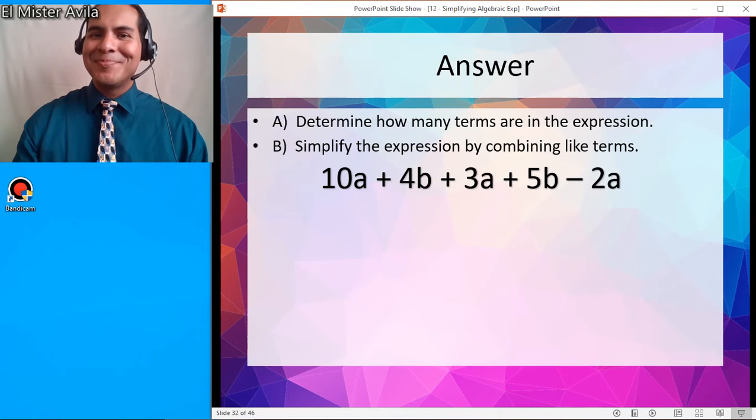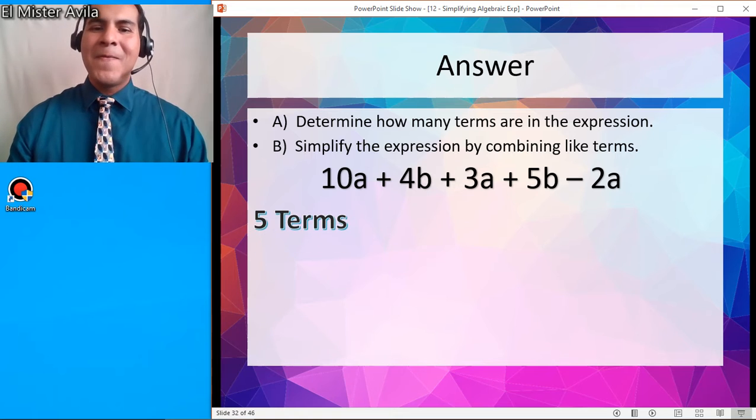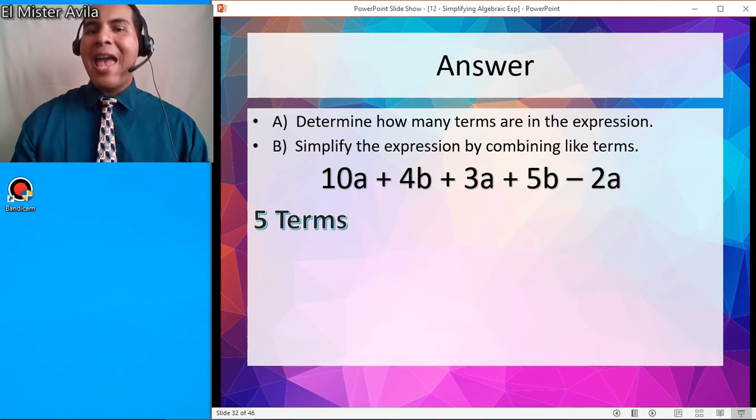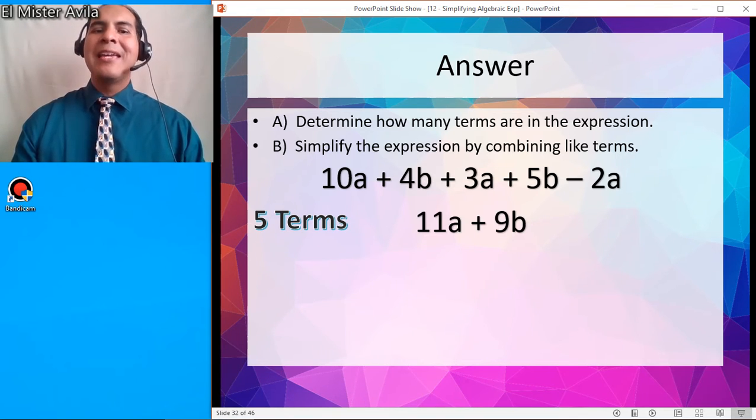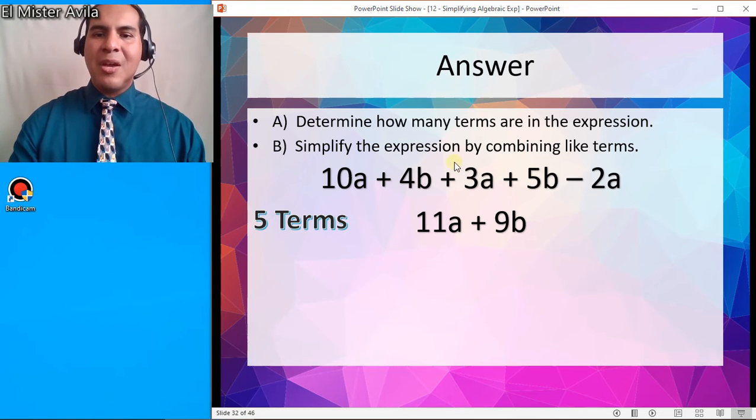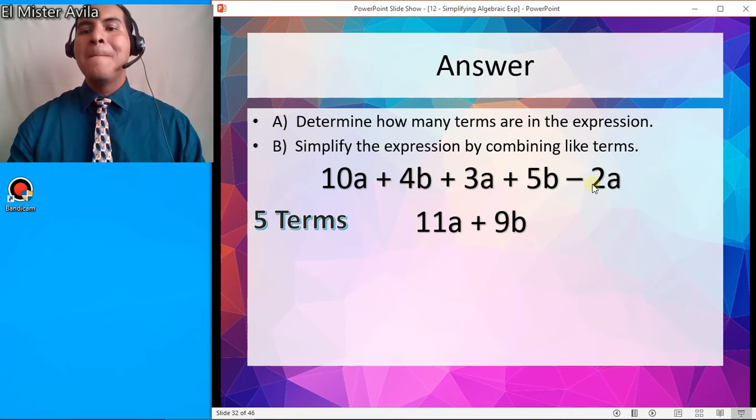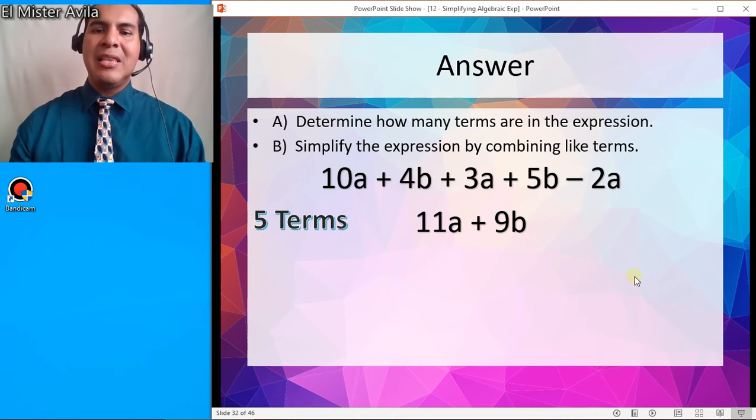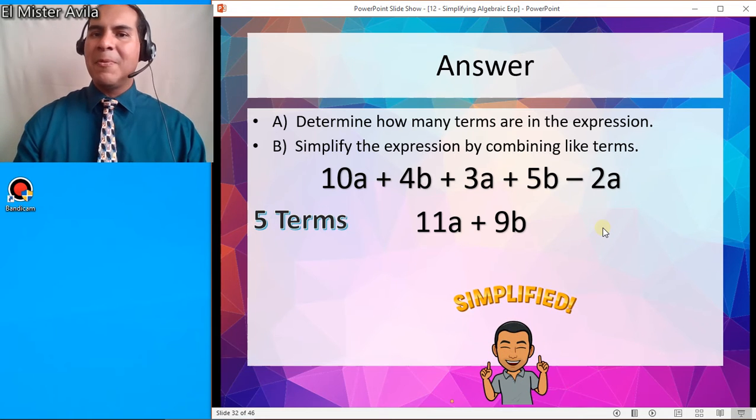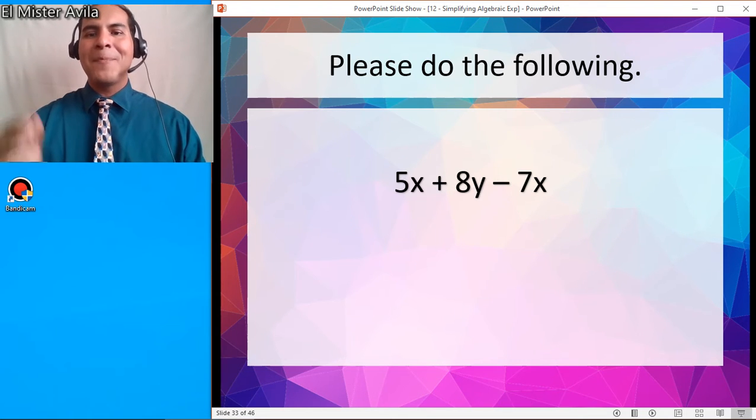Ready? How many terms were there? Hopefully you counted 5 terms. And what do we get when we simplify? 11a plus 9b. Good job. Notice here that we added 10a plus 3a minus 2a. That's where the 11a comes from. The 4b plus 5b gives you the 9b. Simplified, great job. Okay, try this one.